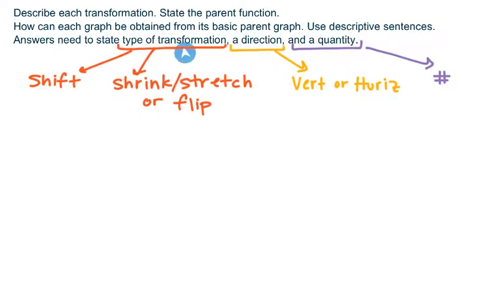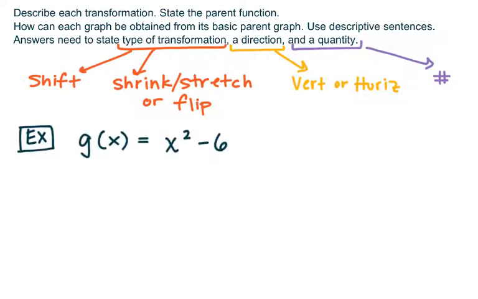And by that, I mean the transformation will either be a shift, up, down, left, right, or a shrink or stretch vertically, as well as potentially a flip or a reflection over either axis. So we'll always be stating vertically or horizontally, up, down, or left, right. And then a quantity. There'll be some number of units attached to each of these answers. Let's jump into our first example.